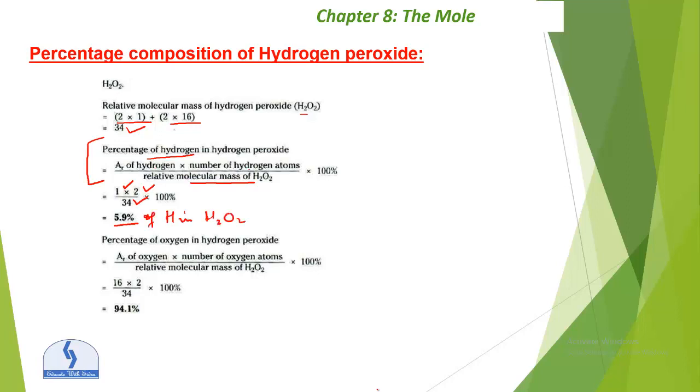And if you want to calculate the percentage of oxygen, just write here the atomic weight of oxygen and the number of oxygen atoms here, the whole divided by the relative molecular mass. So the relative atomic weight is 16 and the number of oxygen atoms present in H2O2 is 2. If we are doing water, that is H2O, the number of oxygen atoms will be 1. But this is hydrogen peroxide, so there are 2 atoms of oxygen, and the relative molecular mass is 34. The answer is 94.1% of oxygen in H2O2. This is all about the percentage composition of hydrogen peroxide.